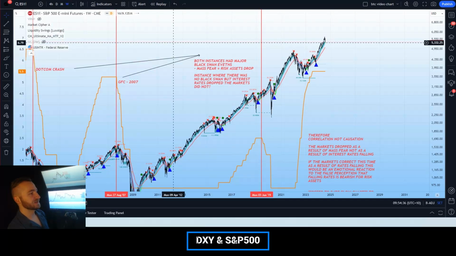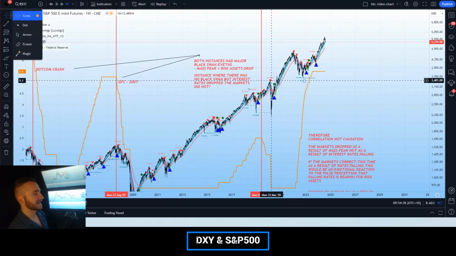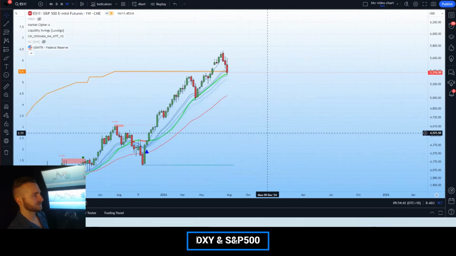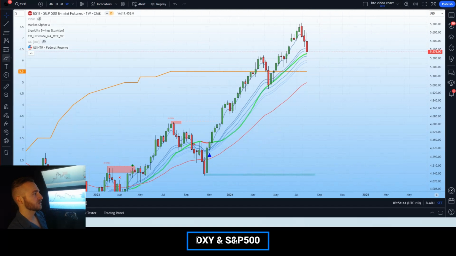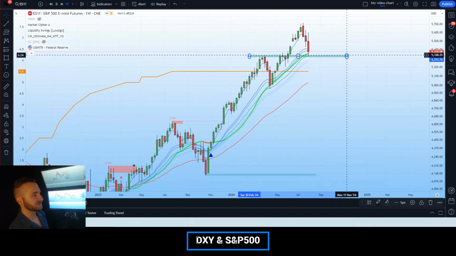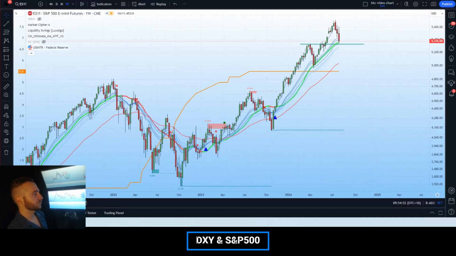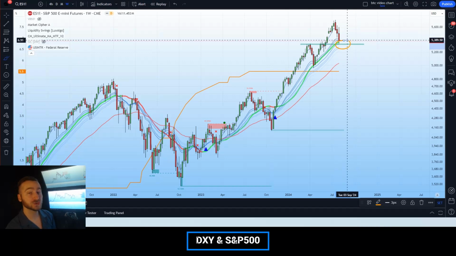Overall, we are expecting the DXY to continue toward the downside. The S&P 500 has retraced back to its weekly high at 5,300. And we've been discussing this for quite some time as well, talking about the significance of this level and why 5,300 will need to hold as an area of support. If we fail to hold above 5,300, that will mark the official start of a high time frame downtrend for the S&P 500.